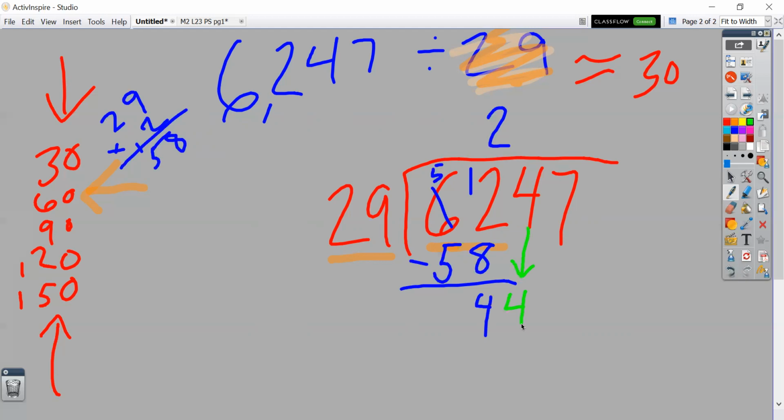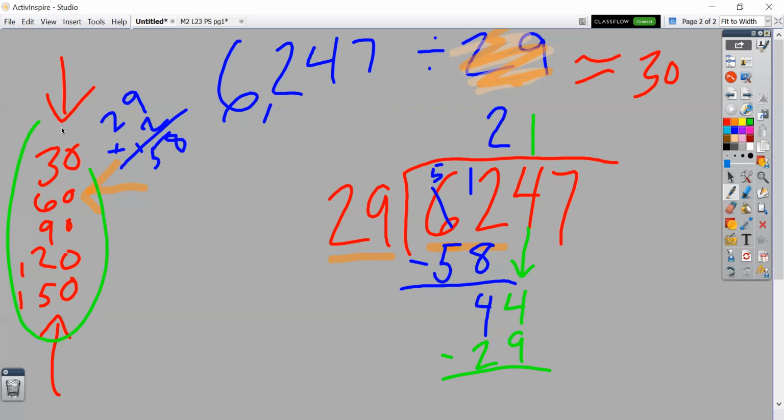And the next digit is the 4 in the tens place. So now we're working with 44 tens. Well, if I look back over to my group counting of 30s, 62 groups would be too much. So I'm going to go back to one group, and it's going to be 29. I'm going to subtract that because one group is 29, right? So now we're going to subtract it.